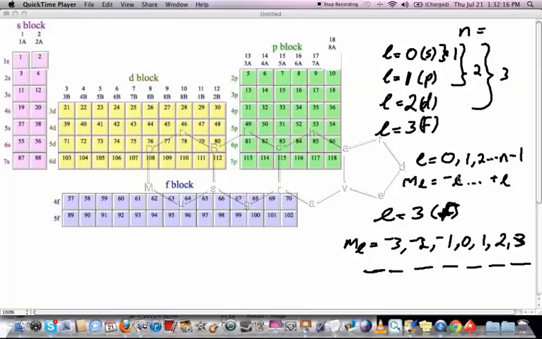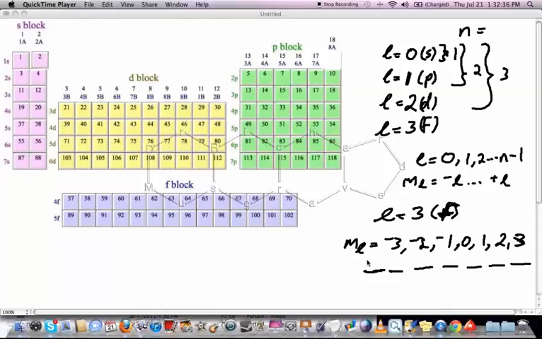Now the orbital numbers are decided by m sub L, which is in turn decided by the L value that we're talking about. So if L equals 0, the value of m sub L can only be 0, which means that we can only have 1 orbital, and that's what we get for the S's.